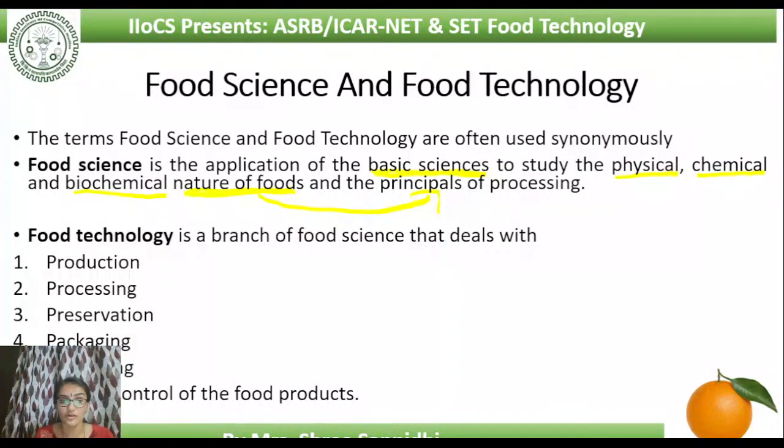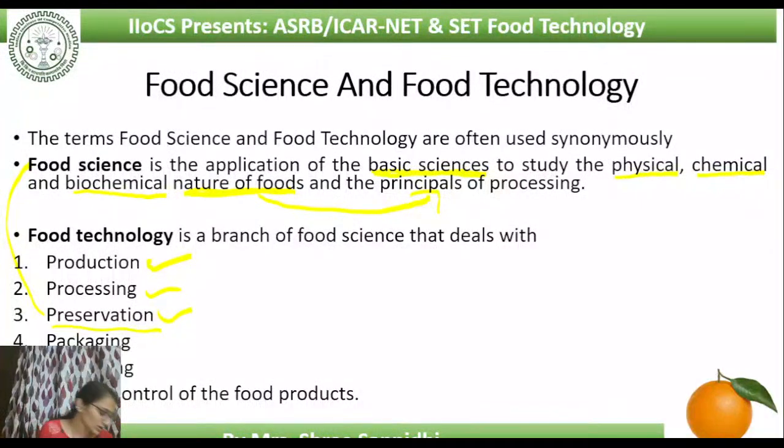Then what is food technology? Food technology is a branch of food science that deals with production, processing, preservation, then finding some preservation methods. For this also we need food science, right? To find the preservation methods, we have to study its properties. Okay, we find the preservation methods and we apply them here. After that, we pack the food. Packaging is a very important stage.